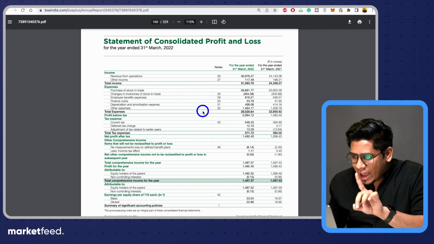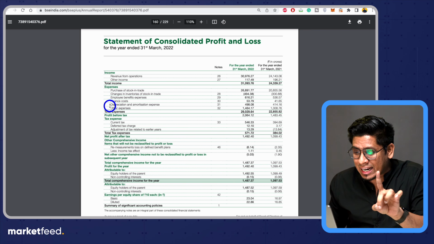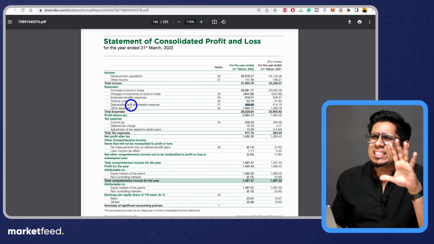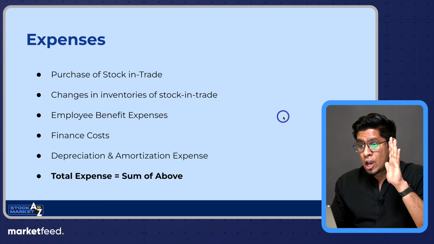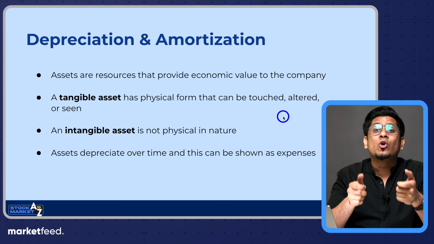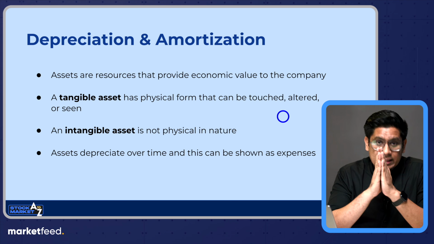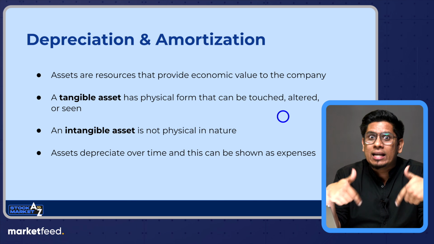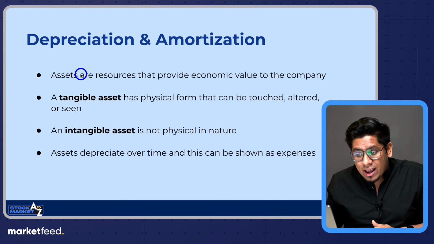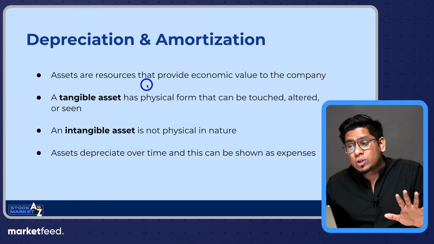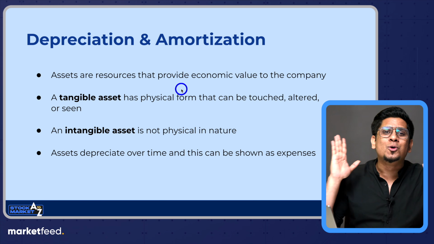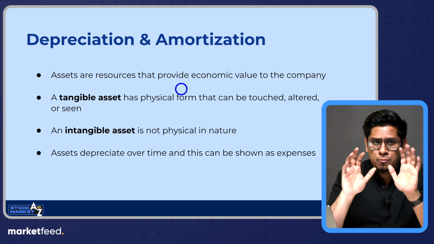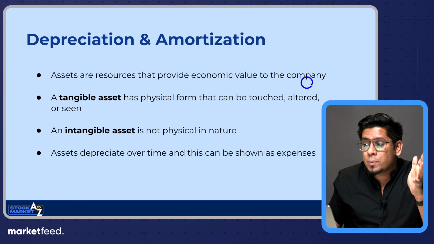Cool. Now, as I said earlier, I said I'll come back to this, right? Depreciation and amortization expense of 498 crores. Let's actually take some time and understand what depreciation and amortization is. Now, again, these are applicable only in the case of assets. Okay? Then let's understand what an asset is. And assets are resources that provide economic value to the company. Assets are capital intensive stuff mostly, which provide economic value to the company.